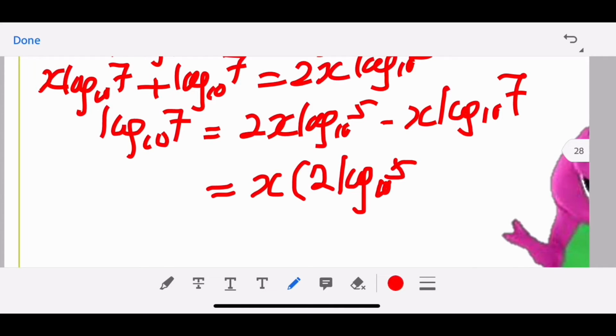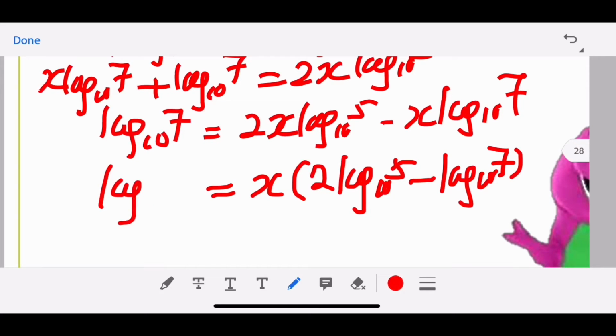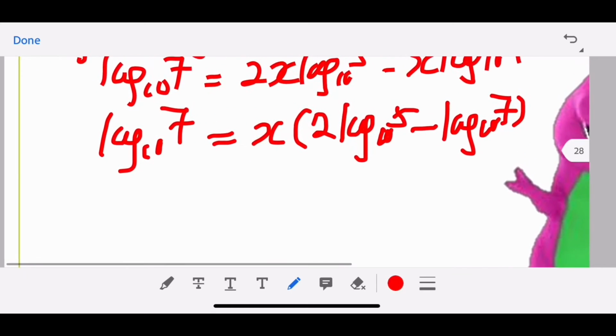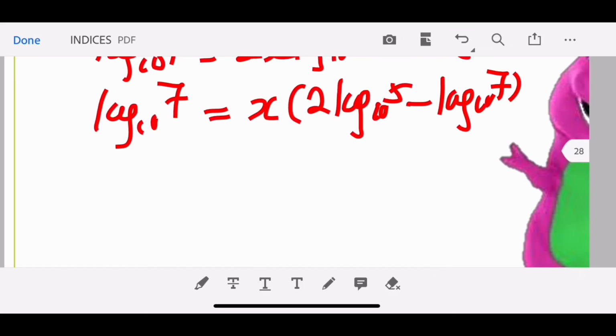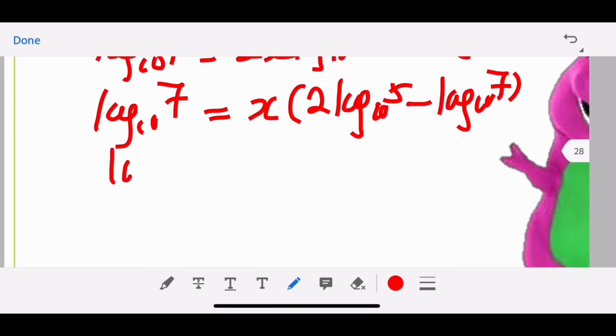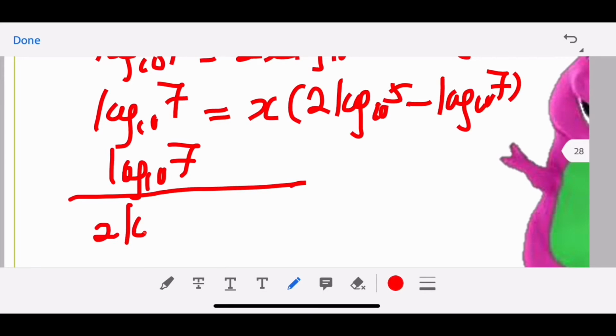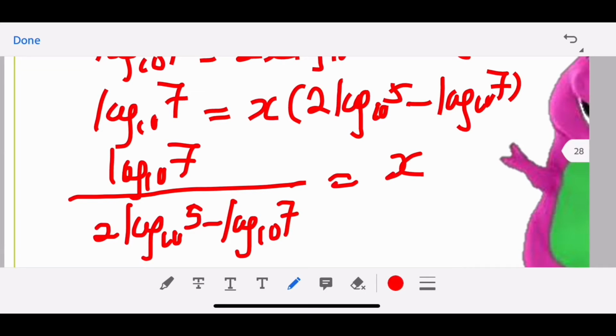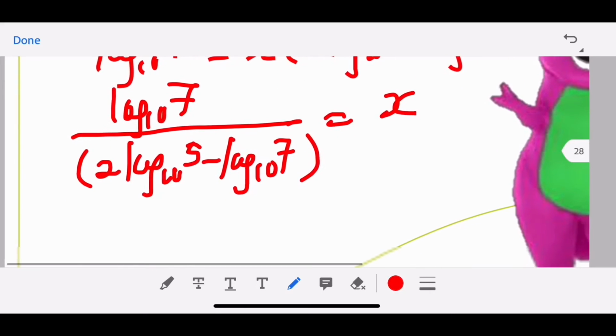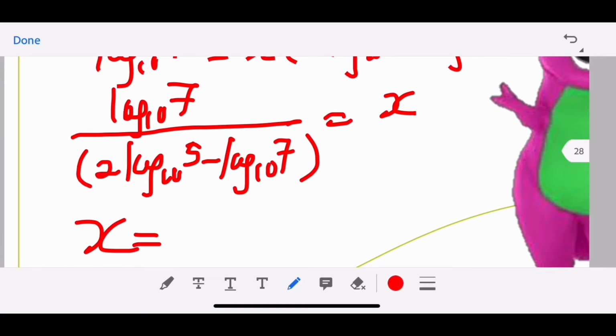When you factorize, that means you will actually take out the x, and the balance is you divide by x. Alright, so it's 2 log 10 5 minus log 10 7. Finally, you have to divide. So x is equal to log 10 7 divided by 2 log 10 5 minus log 10 7. So make sure you put bracket when you press into the calculator. Okay, so be careful when you press the calculator, and make sure you write your answer in 4 significant figure if there is no instruction given.